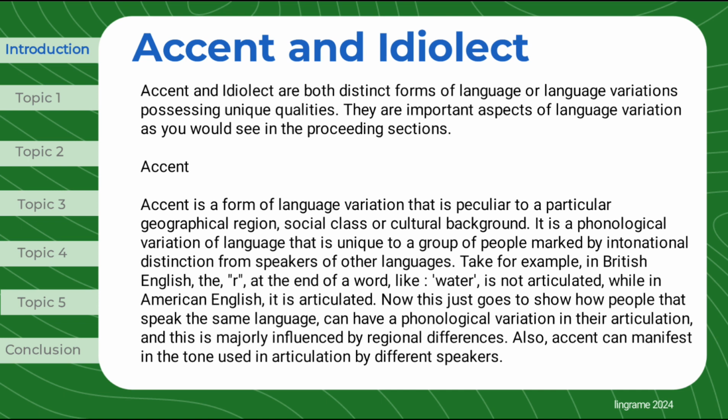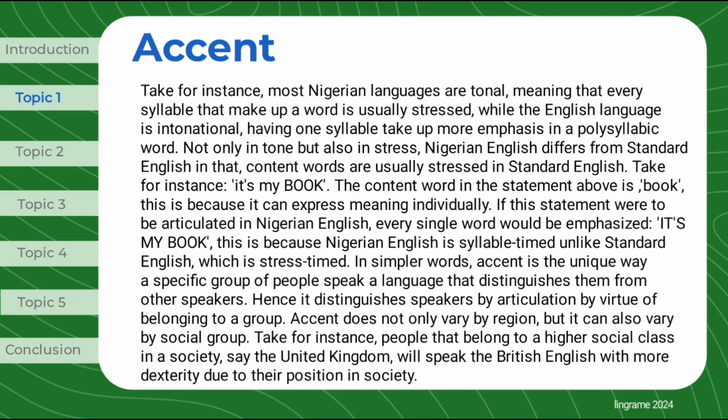Also, accent can manifest in the tone used in articulation by different speakers. Take for instance, most Nigerian languages are tonal, meaning that every syllable that makes up a word is usually stressed, while the English language is intonational, having one syllable take up more emphasis in a polysyllabic word.